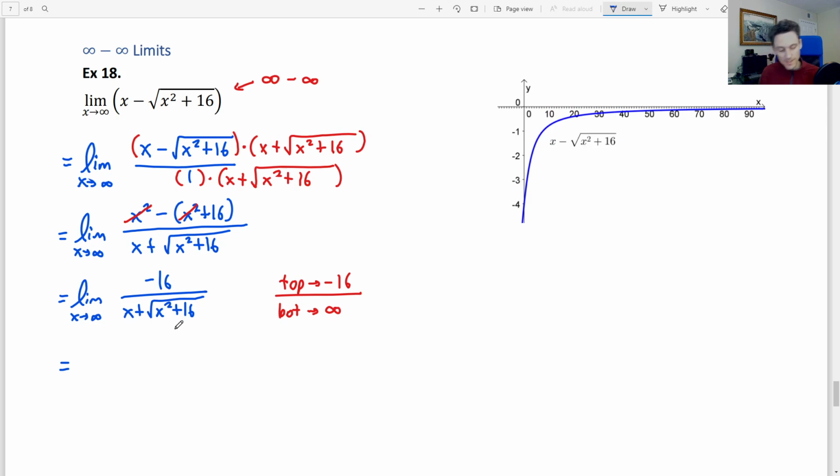So overall, what is this limit going to turn into? Looking at our analysis, if you said 0, that would be correct. 0 because the top is staying at negative 16, the bottom is blowing up to a big number, and 1 over big is going to be small. It's going to be approaching 0 overall. That's looking like what we see here. As x approaches infinity, the graph is getting closer and closer to 0.